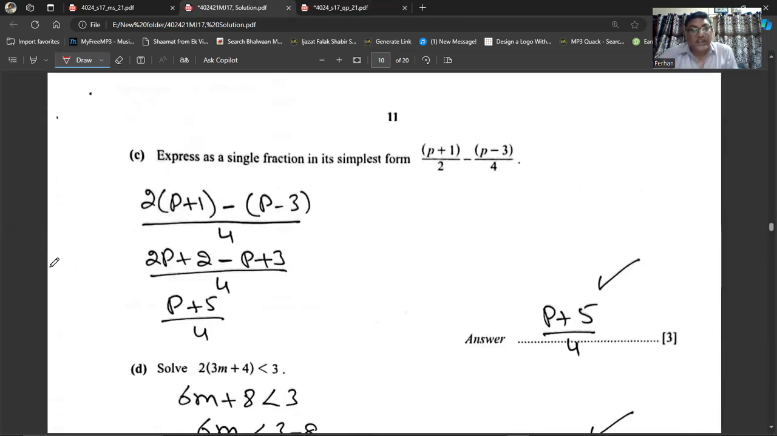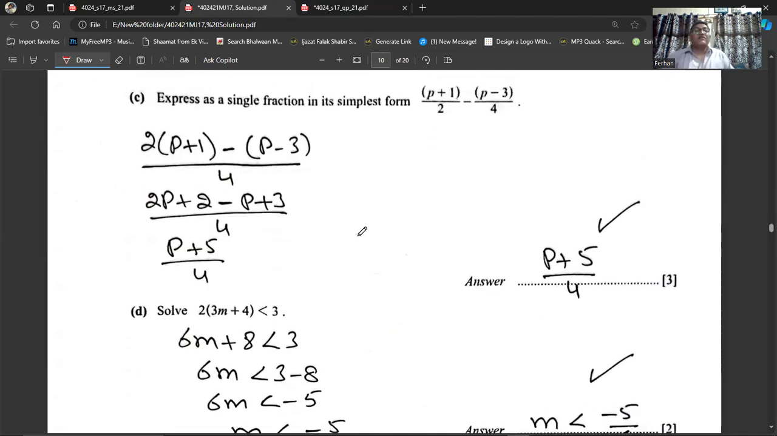So on your screen is showing I have taken the LCM. When you divide this LCM with this denominator, you get 2. That 2 multiplies with this numerator. So 2 bracket p plus 1. When you divide this LCM with this denominator, you get 1. So that 1 will multiply with this numerator. So you will have minus 1 bracket p minus 3 bracket close.